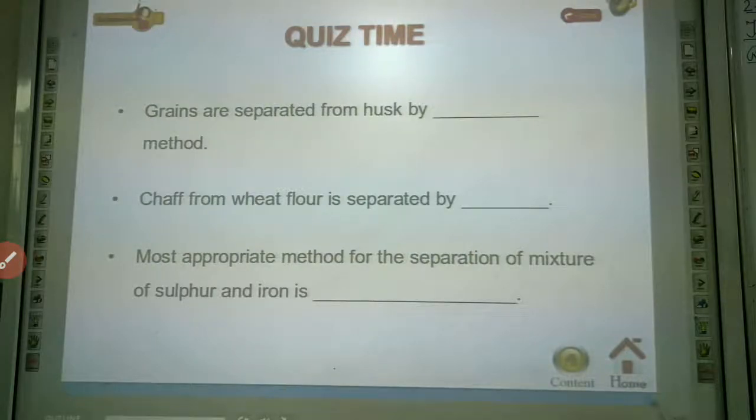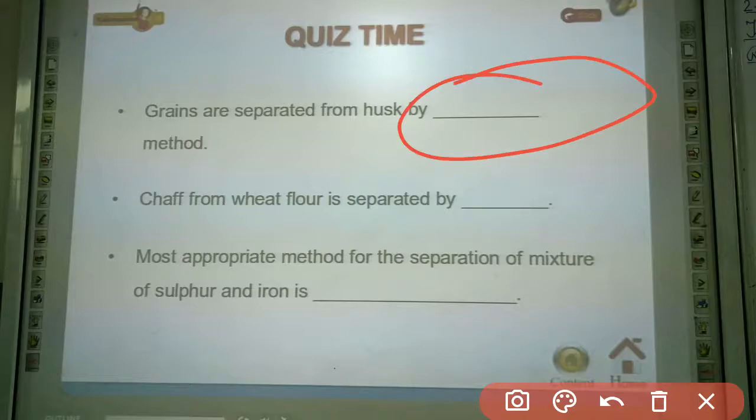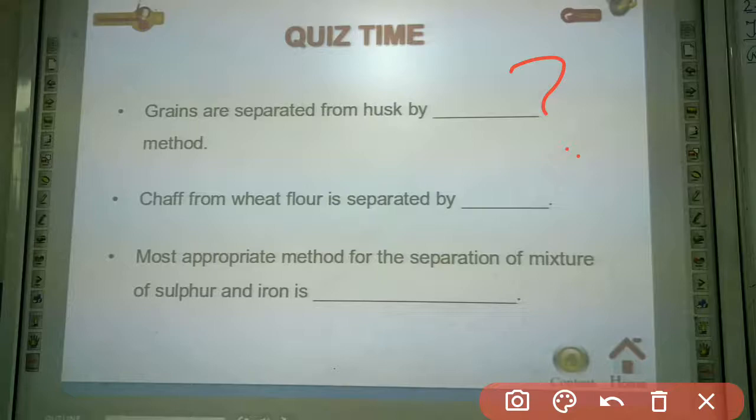Now there is another quiz. You have been given some fill in the blanks and you have to fill the blanks. So first one is, grains are separated from husk by which method? Before listening to my answer, you have to give the answers yourself. You have to think about it, go through the last video and you will be able to answer these yourself. Second one is, chaff from wheat flour is separated by what? And the third one is, the most appropriate method for the separation of a mixture of sulfur and iron is what?